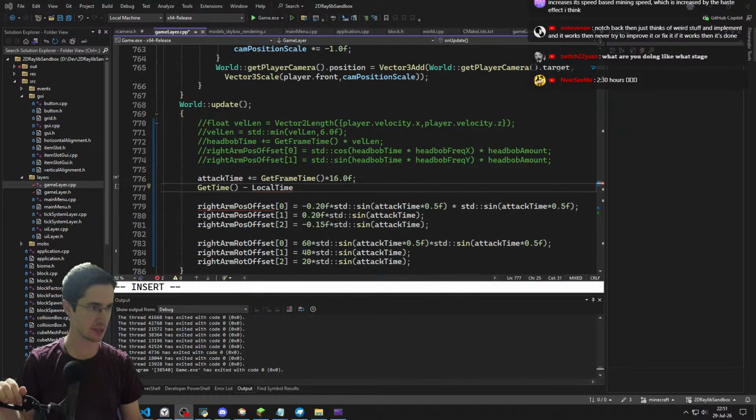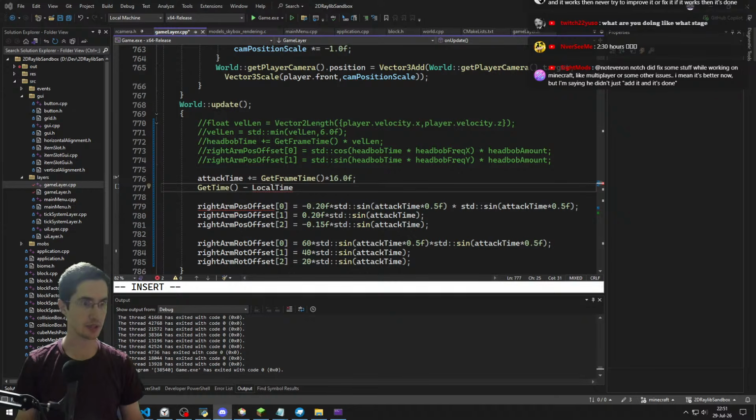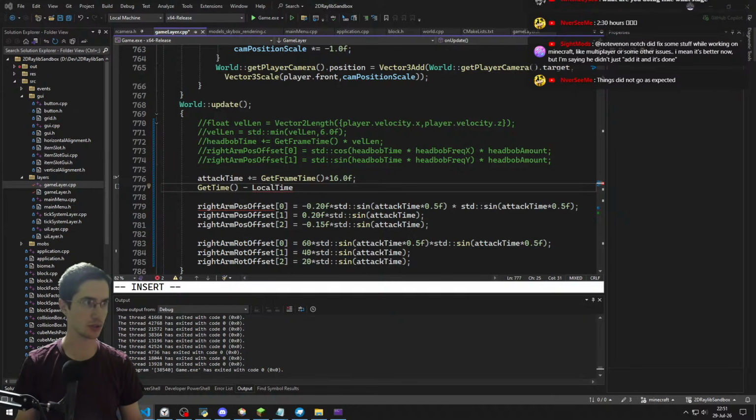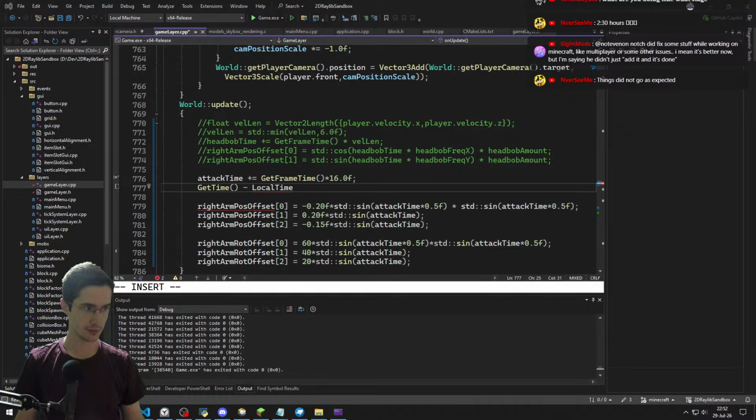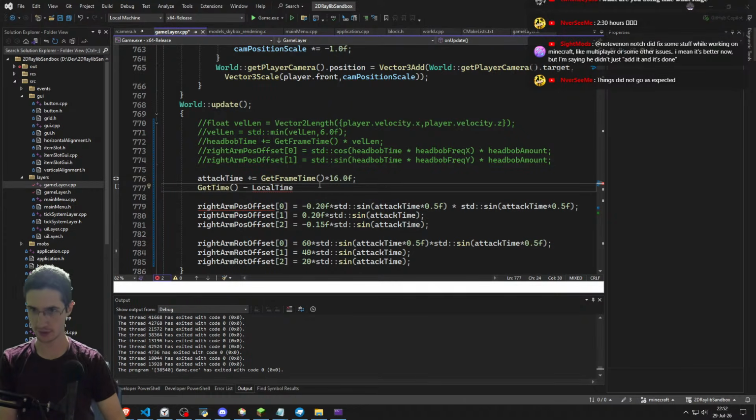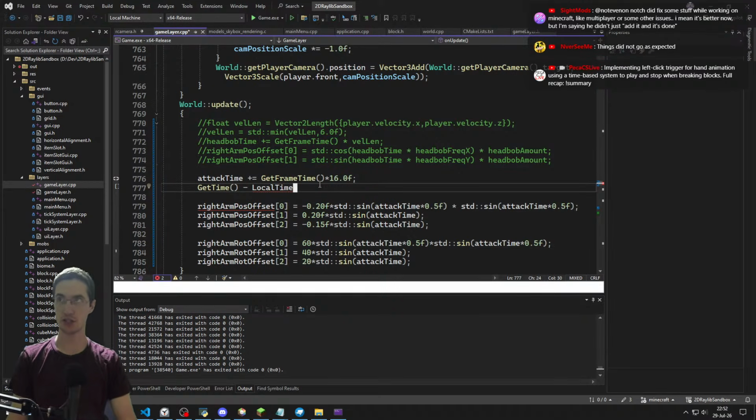Punch animation in Minecraft increases the speed based on mining speed. No. The current thing we want to do, chat, the current thing we are trying to do is playing the animation when we left click. That's what we want. And to stop once the animation is over. Let me think about it.